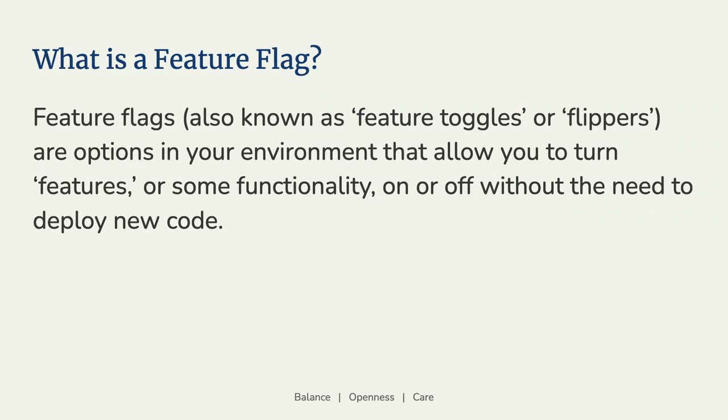A feature flag, also known as feature toggles or flippers, or there are some other names that people use as well, is an option in your environment that allows you to turn on features or some functionality on or off without the need to deploy new code. Generally, with LaunchDarkly, these toggles can happen at runtime, meaning that you can see the changes as you're toggling flags on and off. With some of the other options that I'm going to show in a minute, you may need to refresh a page before you can see the change, or you may even need to clear your cache in order to see the change.